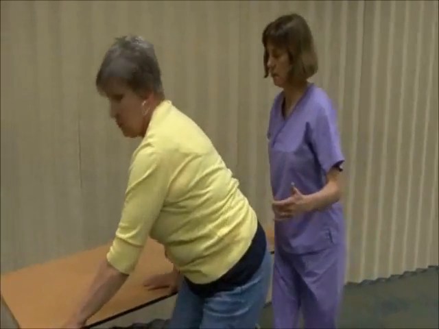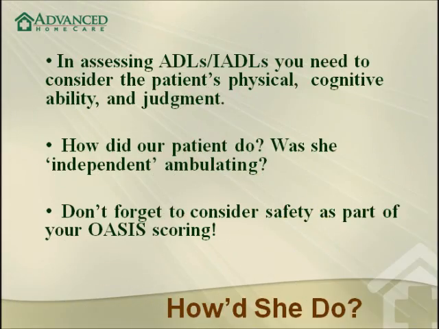Okay. In assessing ADLs and IADLs, you need to consider the patient's physical ability, cognitive ability, and judgment. Patient impairments like memory loss or impulsiveness that cause them to be unsafe have to be considered when answering the OASIS questions. How did our patient do?